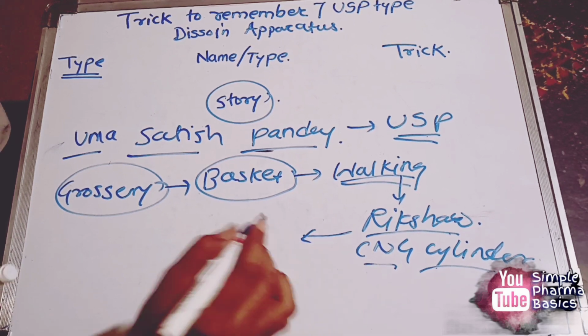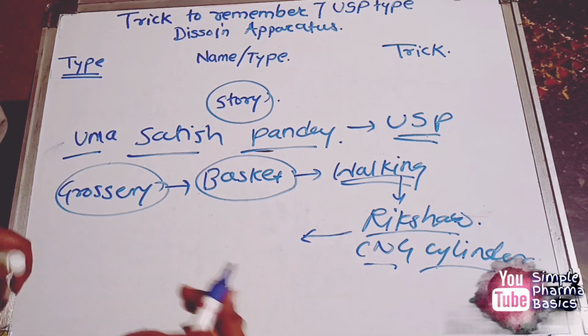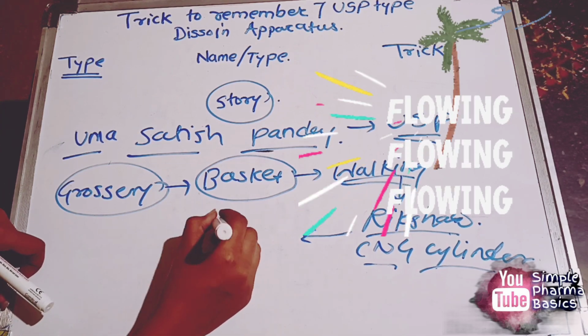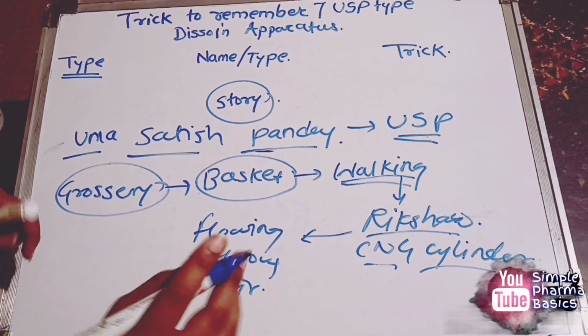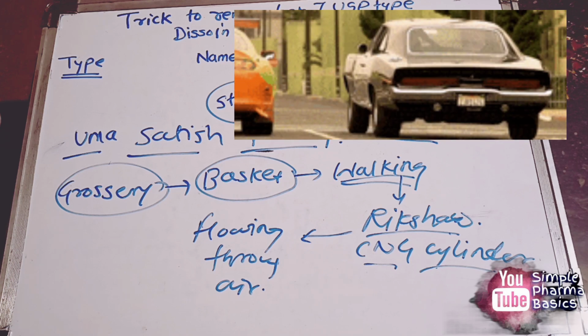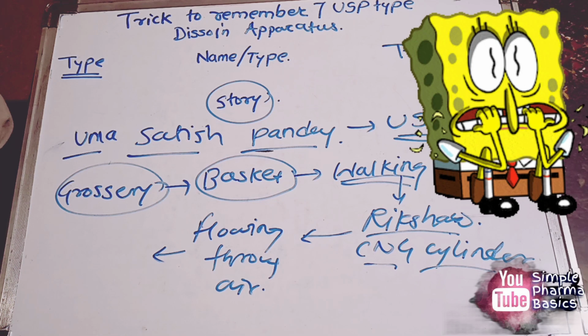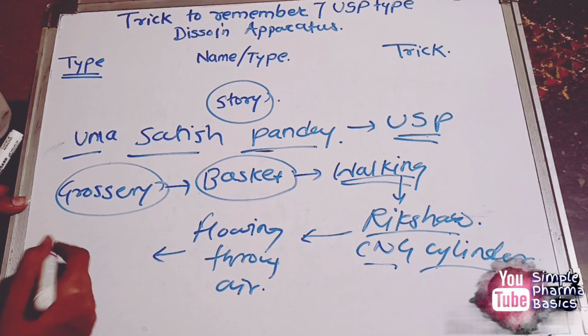After going some distance, that rickshaw driver was driving the rickshaw too fast, like it seemed to be flowing through the air. The rickshaw was so fast that whenever any person looked at it from outside, it seemed to be flowing through the air. Then Uma Satish Pandey was scared that this rickshaw driver was driving so fast. Then she stopped the driver, stepped out of the rickshaw and again started walking.